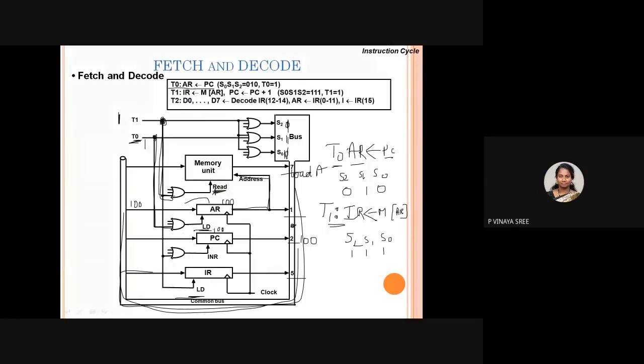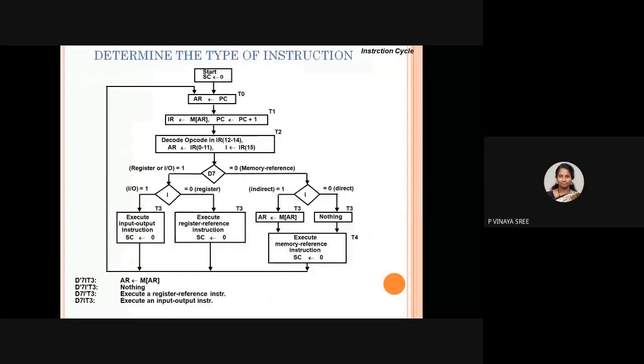So next, let me go for the instruction cycle flowchart, which is very important. Instruction cycle flowchart. See here. In this, what we are doing is first going with the sequence counter cleared to 0. Start with the sequence counter at 0. We already discussed this. Next, for T0, what happens?